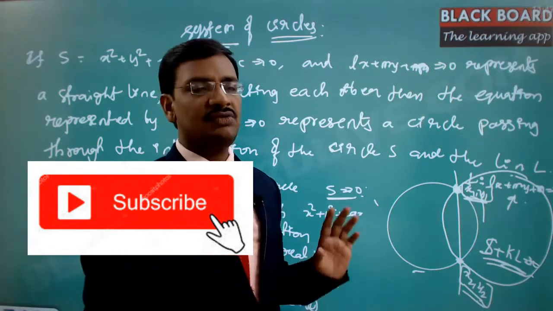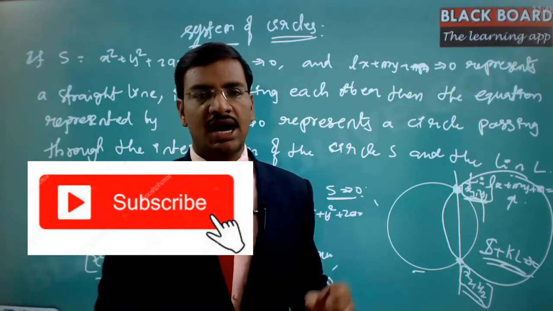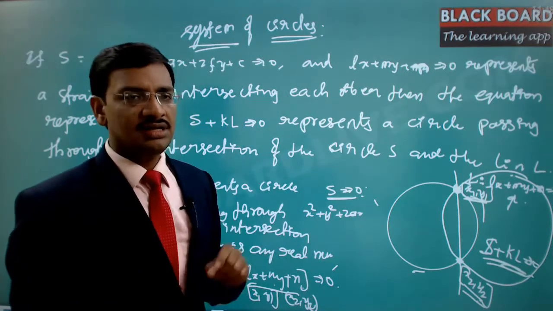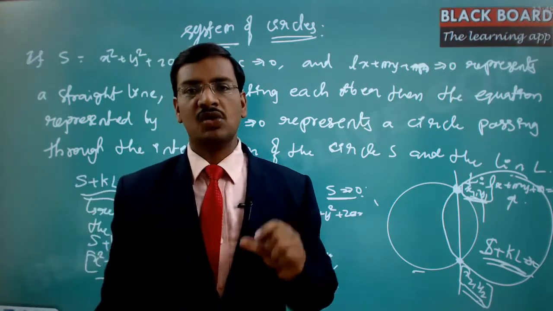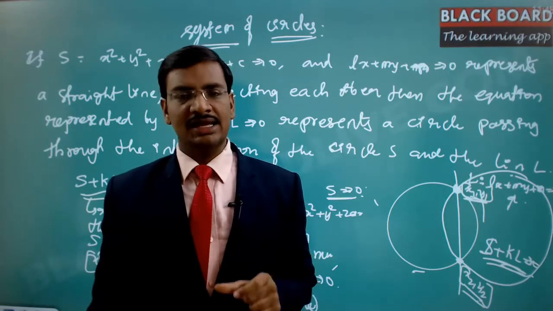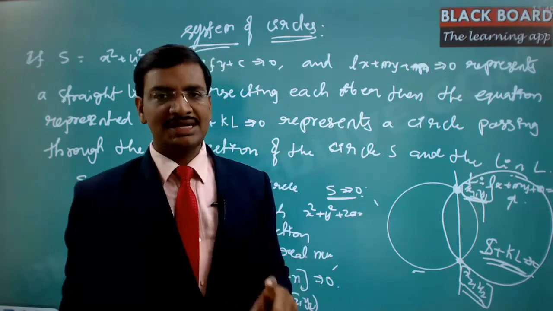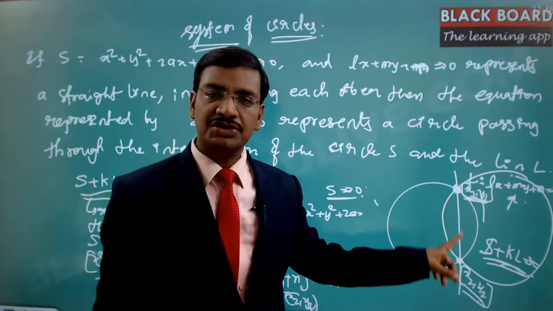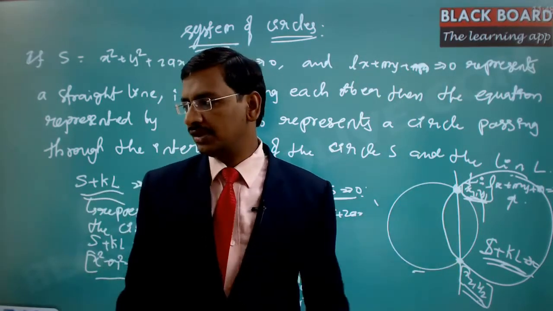So as and when we are given a circle equation and a straight line equation, then S plus some random constant k times L is always a circle, and that circle passes through the intersection of the straight line and the initial circle. Got it? Any questions on this?